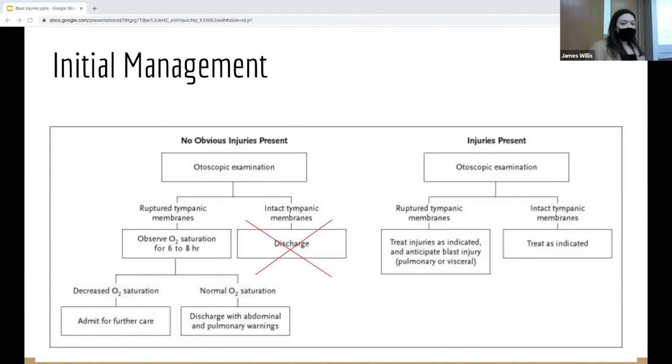So, all right, you look in their ears and you see that they have ruptured tympanic membranes. These patients should absolutely be observed for 6 to 8 hours, look for signs of any delayed pulmonary symptoms, and have a very low threshold to get imaging on these patients. Even if a patient does have intact tympanic membranes, you should still consider observing them for at least 4 to 6 hours to make sure that they don't develop any pulmonary symptoms. You don't need to necessarily rush to get imaging on them right away, but it is something that you should, again, have a low threshold for because you don't want to miss any type of blast lung injury.